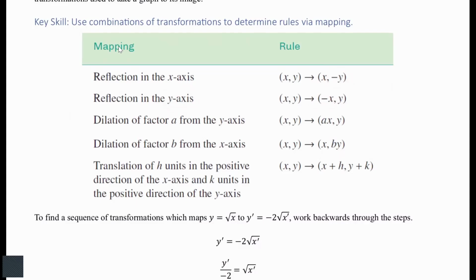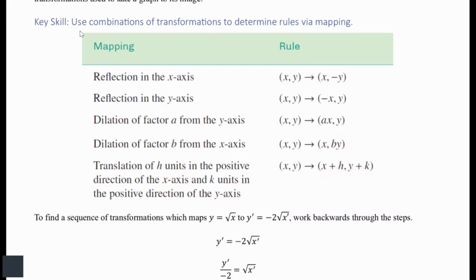Okay? Dilation of a from y, change the x, times it by a. Dilation of b from x, change the y, times that by b. Translation of h units in the positive direction, k units in the positive direction in x and y axis will result in x value and y value change, right?